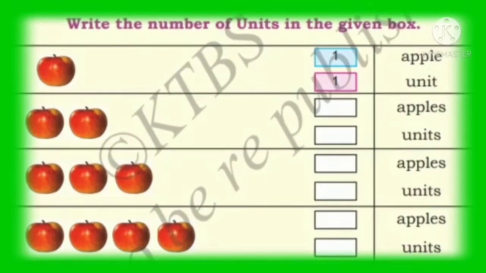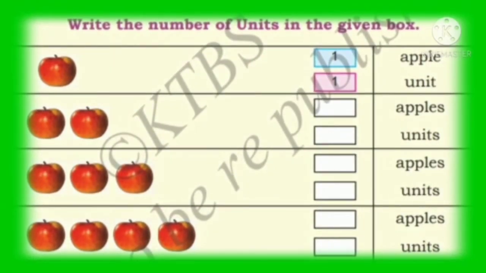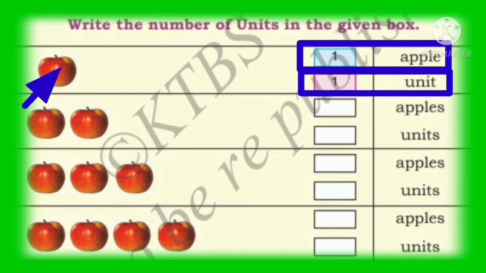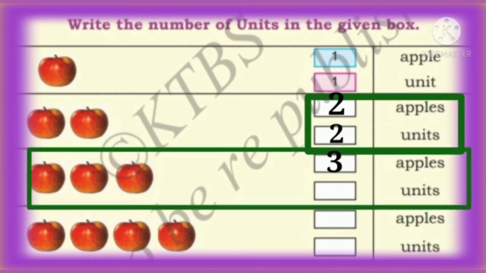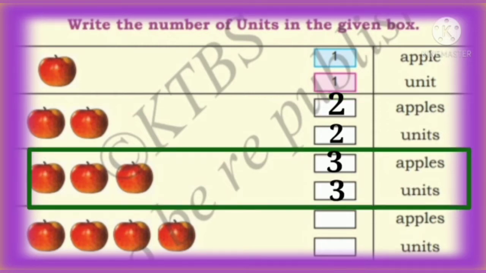Now here they have given some apples. Write the number of units in the given box. Here 1 apple is equal to 1 unit. Here 2 apples is equal to 2 units. 3 apples is equal to 3 units.